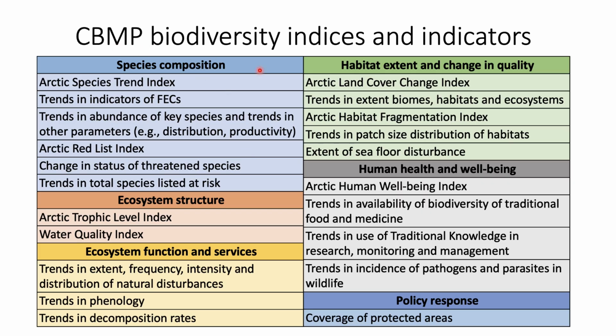So here are the CBMP biodiversity indices and indicators. Species composition, that is the Arctic Species Trend Index. Trends in the indicators are FECs. Trends in abundance, Arctic Red List Index, changes in status, trends in total species. So this is about the species. And they also study ecosystem structures, where the Arctic Trophic Level Index and Water Quality Index are monitored. Ecosystem function and services, habitat extent and change in quality, human health and well-being, policy responses. So these are all the various biodiversity indices and indicators which are studied by CBMP.